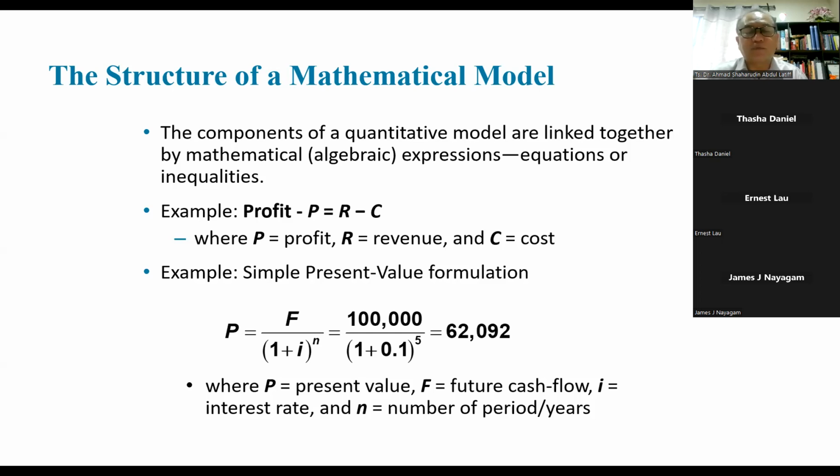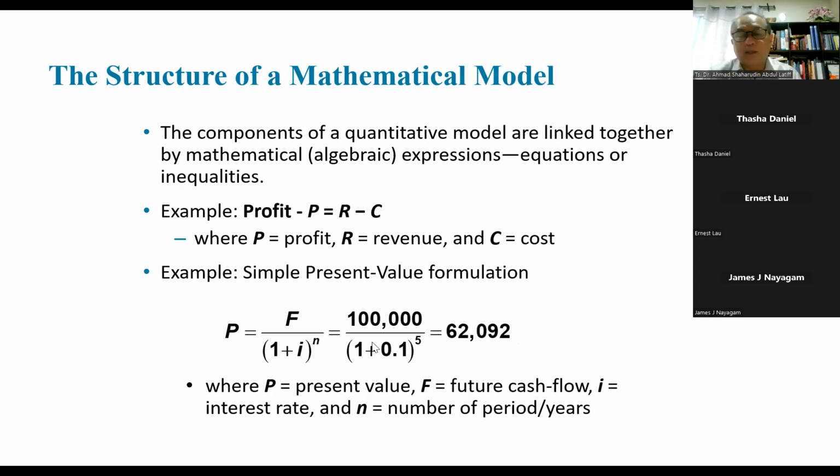So you can see P is profit, R is revenue, and C is cost. So this is another example, simple present value formulation. Present value depends on the future cash flow. You can do discounted cash flow, for example, DCF. I think you learn discounted cash flow in accounting and finance. And then this is based on your interest rate, and then the number of periods. So the value of 100,000 in 5 years time at the interest of 0.1% will be only 62,092. So this is number of years. Yeah, so that is the present value.